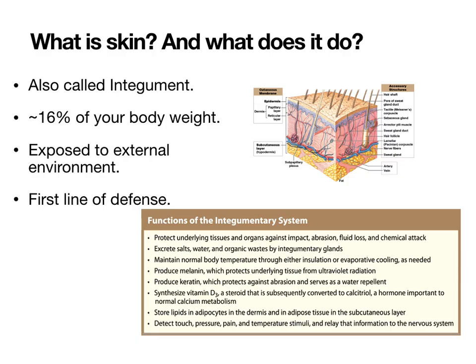It stores lipids in the adipocytes, which are in the dermis, and in the adipose tissue in the subcutaneous layer. And lastly, it detects touch, pressure, pain, and temperature stimuli that relay information to the nervous system. So the skin does a whole bunch of things. It is, like I said, the first line of defense. It's going to send all those messages to the correct part of our body to do the metabolism, inform the nervous system, those glands. There's so many important things that the skin does.